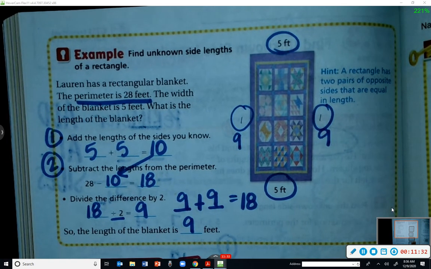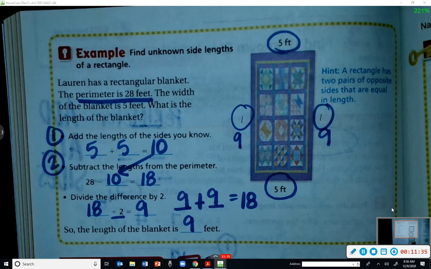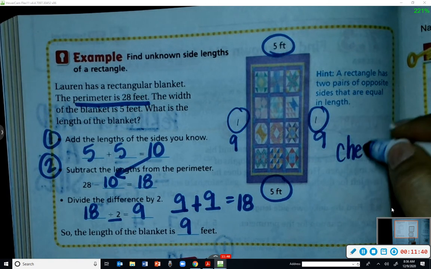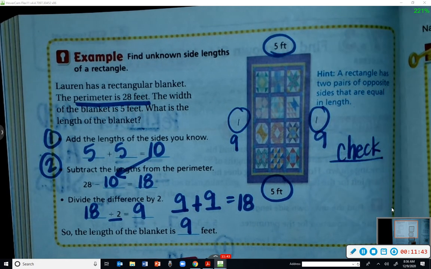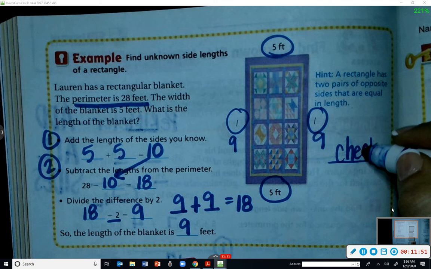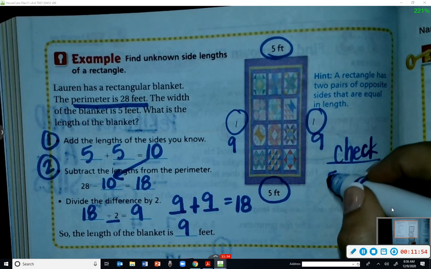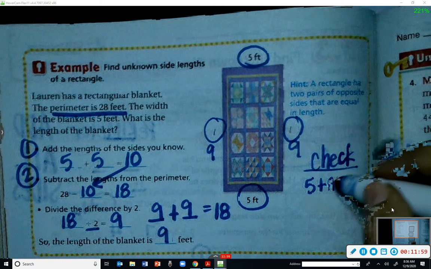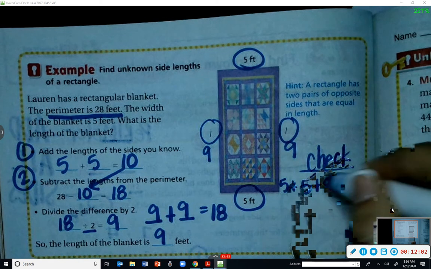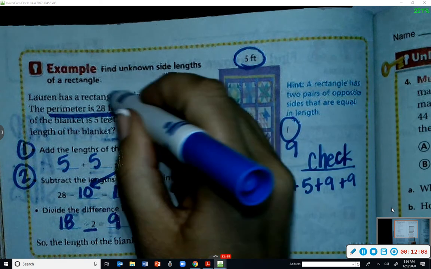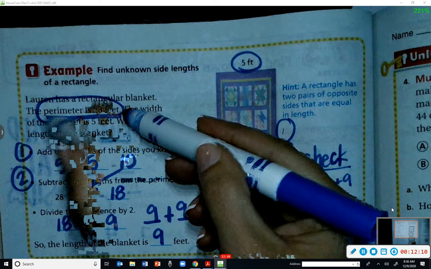What could I do to check my answer to make sure it's correct? Bryson? You could add 5 and 9. 5 plus 9, just one time? Twice. 5 plus 5 plus 9 plus 9. We can add all the sides and they should equal 28 because that's our perimeter.